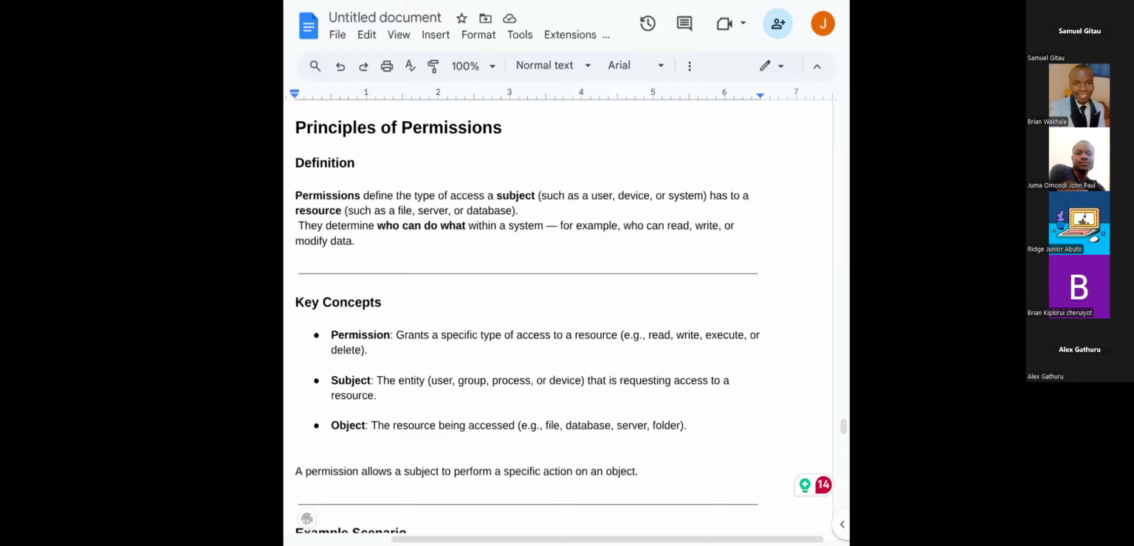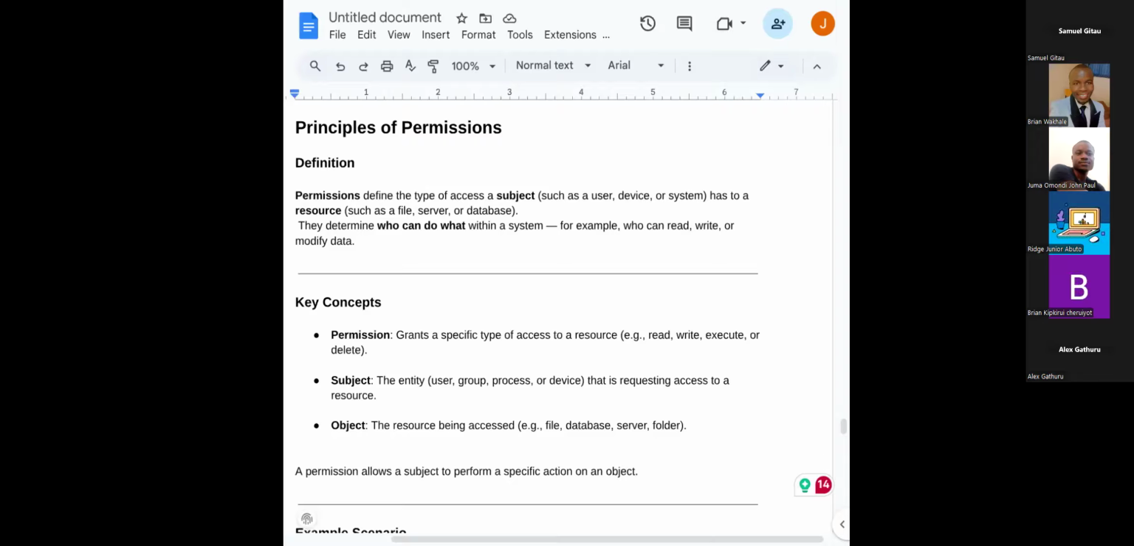Finally, let's go to permissions. So what are permissions? Permissions define the type of access a set or a person or a user has to a certain resource, say either a file, a server, a database. The level of access that you're given is your permission, okay? And permissions determine for us who can do what within the system, all right?